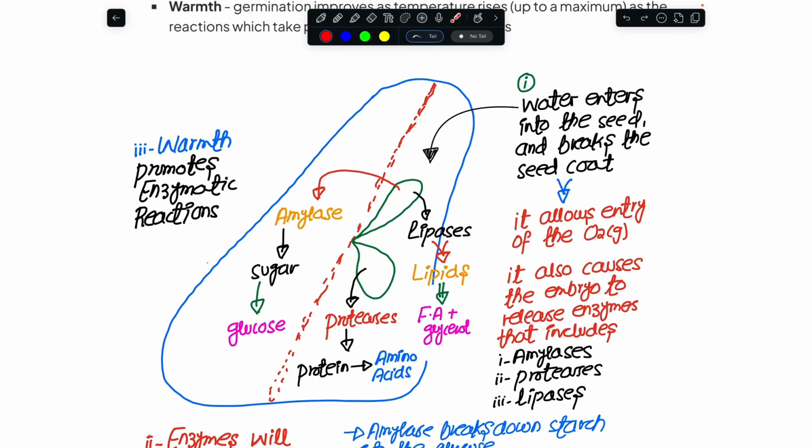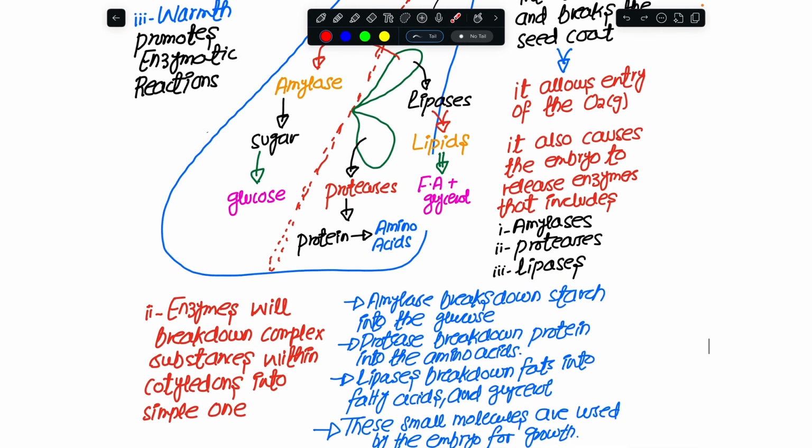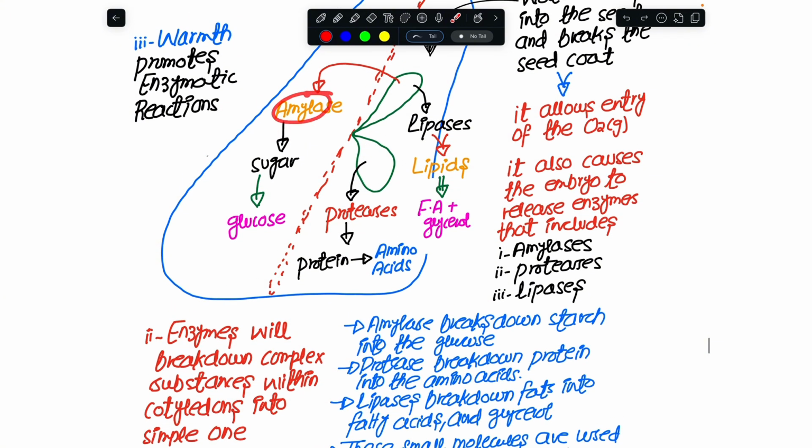The other thing is that the same water causes the embryo to release three major enzymes. Among them, we have the amylase, the protease, and the lipase. And these enzymes do the following: the amylase breaks down the stored sugar within the cotyledon into glucose. The protease breaks down the stored protein into amino acids. And the lipase enzymes, which are excreted out of the embryo into the cotyledon, break down the stored lipid into fatty acids and cholesterol.